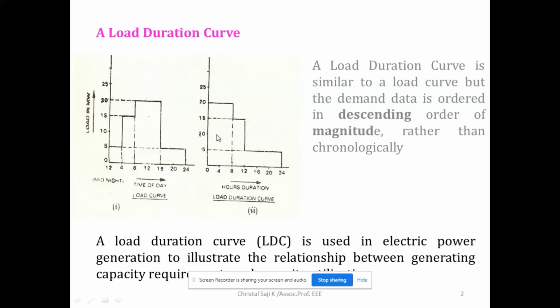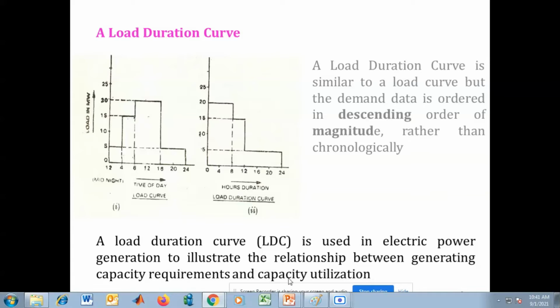In the second curve, the loads are arranged in descending order. First, the maximum load and its time duration is taken and is marked on the graph. And this load duration curve is used in electric power generation to illustrate the relationship between generating capacity requirements and capacity utilization.